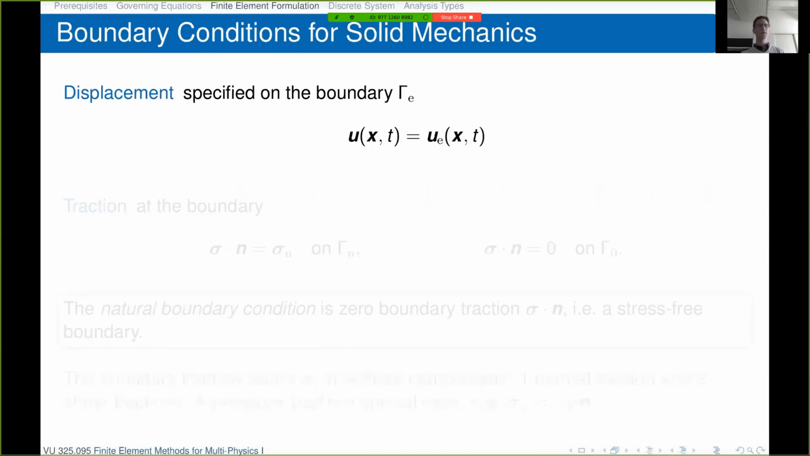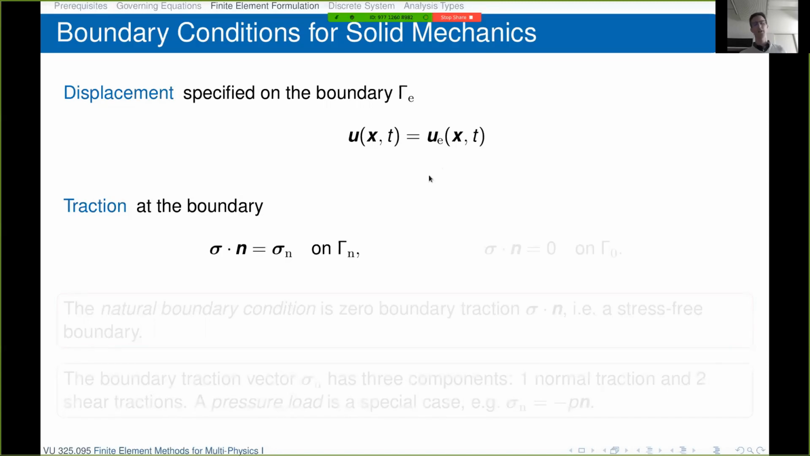So what types of boundary conditions do we have? Again, a repetition, we have displacement boundary conditions. They have to be given at the boundary gamma E and be known in time. This is important for time-dependent problems. And we can specify the traction at the boundary.